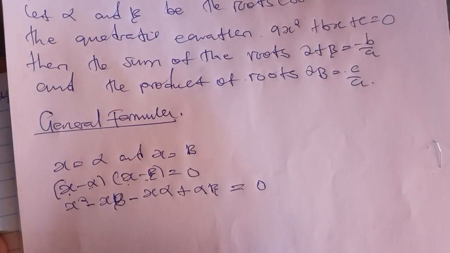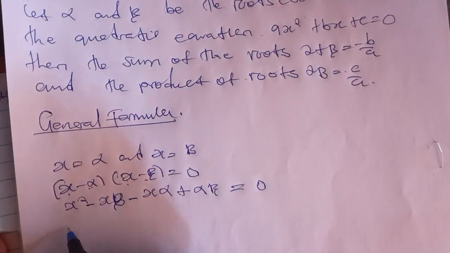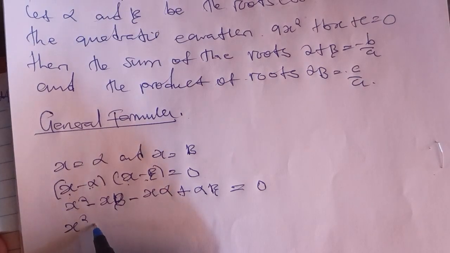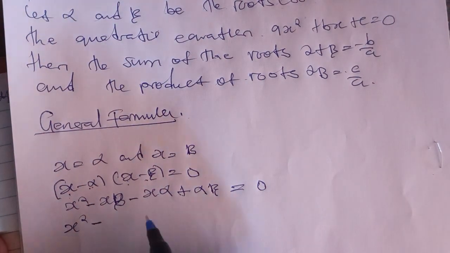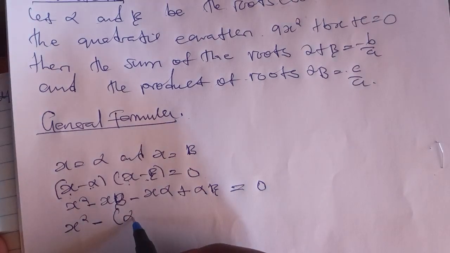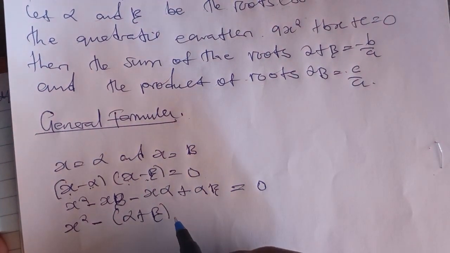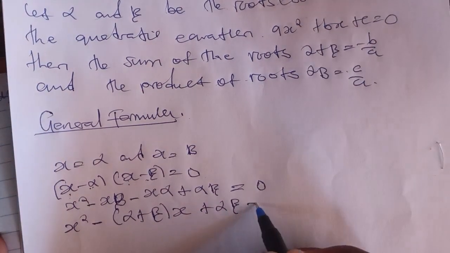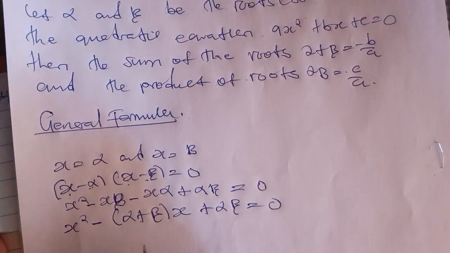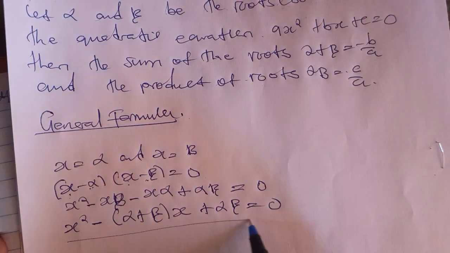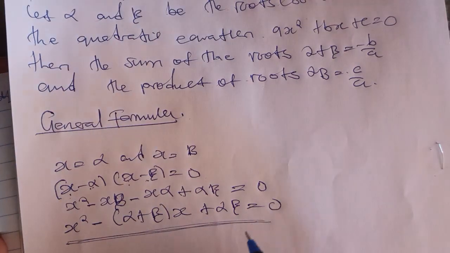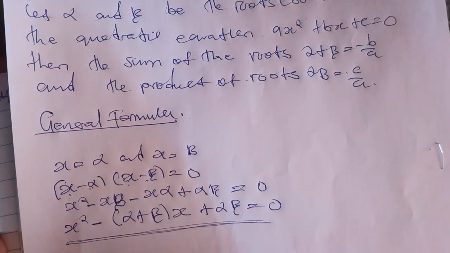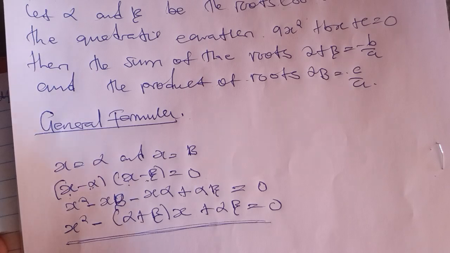Okay, then we know that we can factor out the negative, and we know that x is common. We can also factor out the x. We can write it in the form x squared minus alpha plus beta, then x outside there, then plus alpha times beta equals 0. So ladies and gentlemen, this is how you come up with the general formula that you use when you want to find the quadratic equation given the roots after you solve those roots.